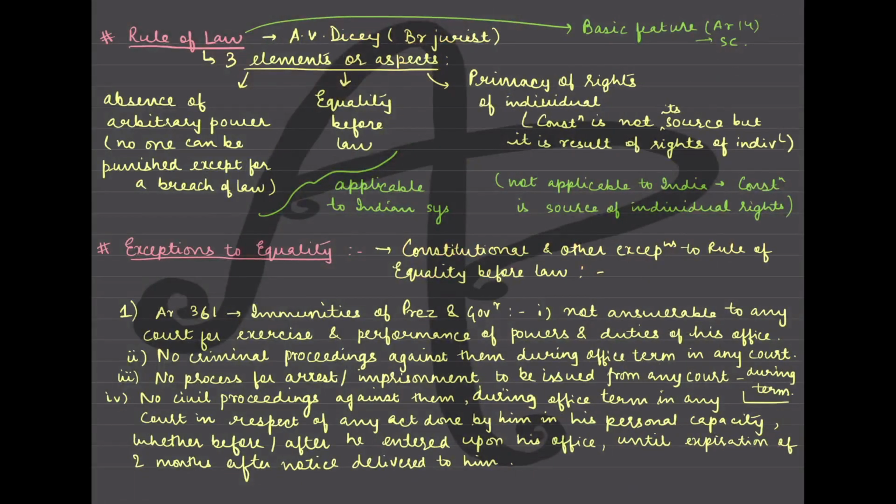For example, the first one, as you can see, Article 361 talks about certain immunities, immunities as in some extra protection, to the president and the governor. What kind of immunities? An immunity means we are giving an exception, otherwise the special treatment would have been the same for everyone. So we are giving special treatment, but with certain exceptions. So what are those immunities that the president and the governor get? Firstly, that they are not answerable to any court for exercise and performance of power and duty of the office.